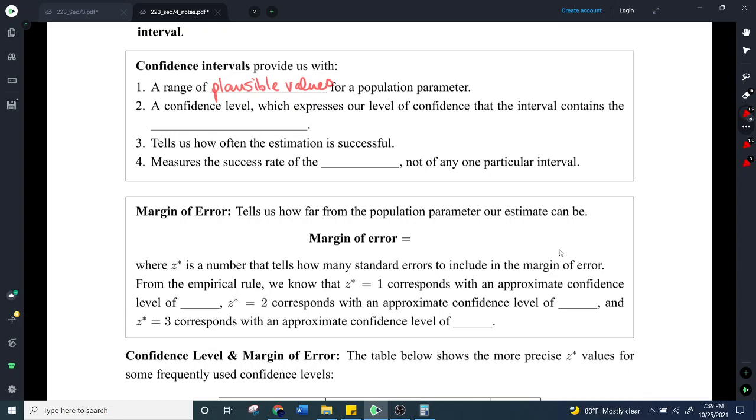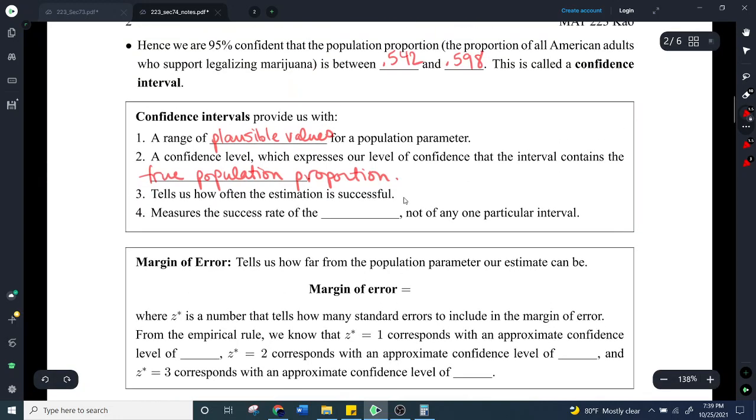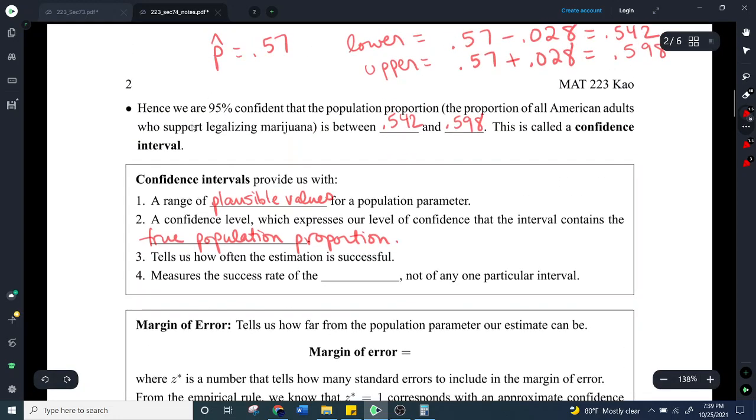A confidence level expresses our level of confidence that the interval contains the true population proportion. So our confidence level is how confident are we? How good do we feel about this estimation? In the previous example, our confidence level was the 95%.